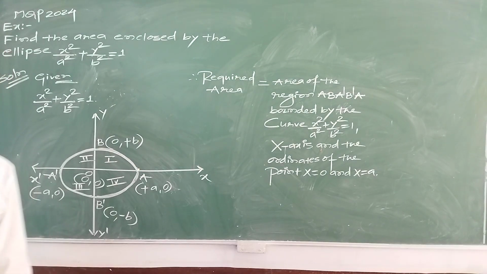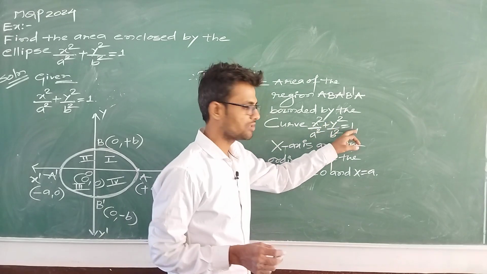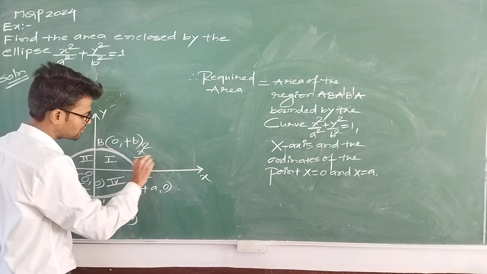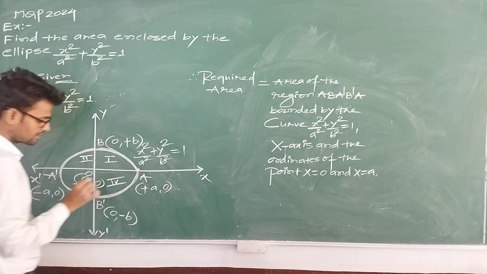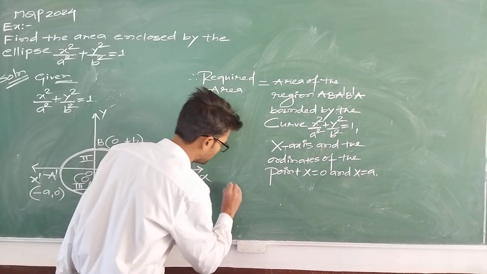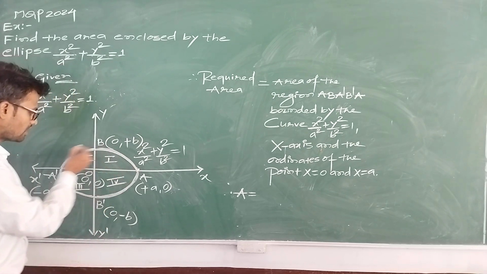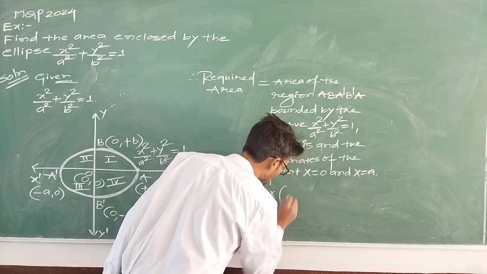See, the area of the region A, B, A dash, B dash, A, is bounded by the curve x square by a square plus y square by b square equal to 1, the x-axis and the ordinates of the points x equal to 0 and x equal to a. So therefore I will write area A is equal to, in this region we are having 4 equal parts. So hence I will take 4 into integration from 0 to a.